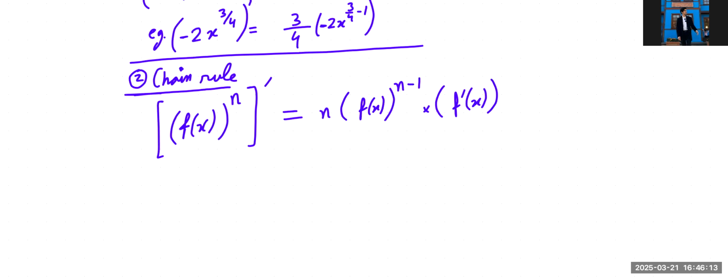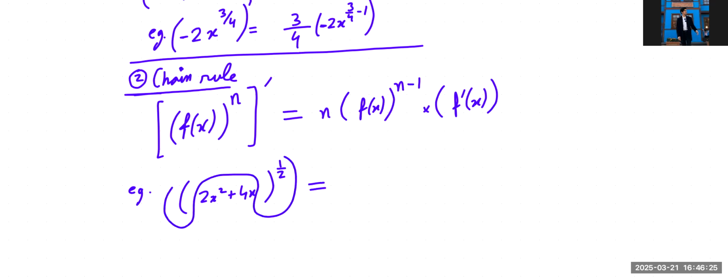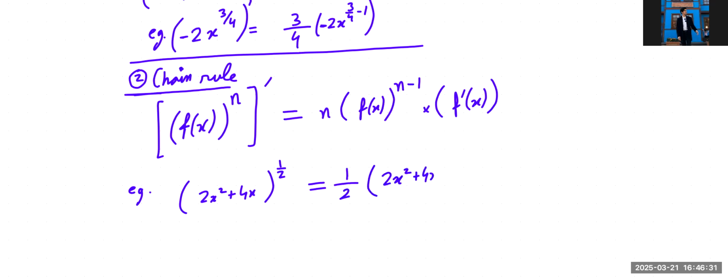For example, let's say you have 2x squared plus 4x, and it's all raised to the power of 1 over 2. Now, the first thing you do is derive the outside, meaning just imagine that the inside is just x and derive this part, which would mean that you have 1 over 2 times whatever is on the inside, ignore that for a second, and subtract 1 from the power. And then multiply by just the derivative of the inside, which would be 4x plus 4. That is it. That's the chain rule.